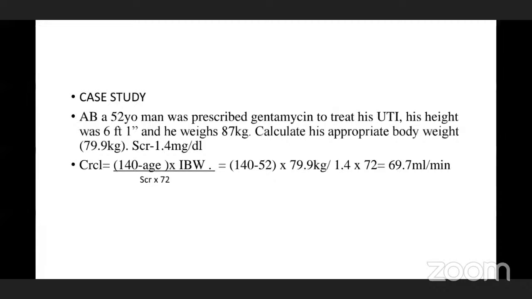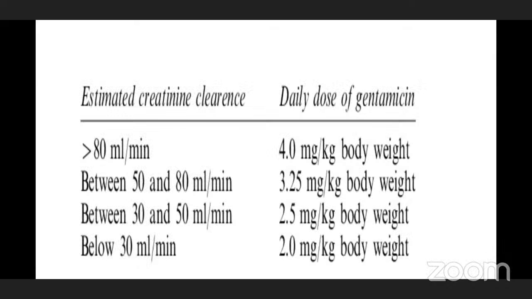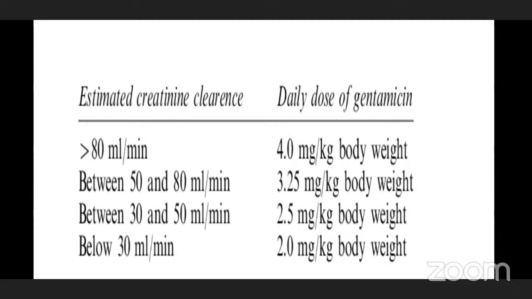Now, I just want to plug in a particular case study, still the same case study where AB is a 52-year-old man prescribed gentamicin to treat his upper urinary tract infection. His height was 6 feet 1 inch and his weight 87 kg. We've already calculated the ideal body weight to be 79.9, and this patient's serum creatinine was 1.4 milligrams per deciliter. That gives a creatinine clearance of 69.7. Going back, anything within 50 to 80, you're supposed to dose gentamicin at 3.2 milligrams per kg body weight for the patient.